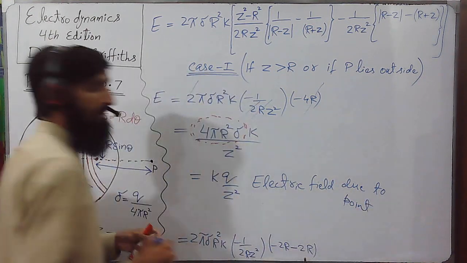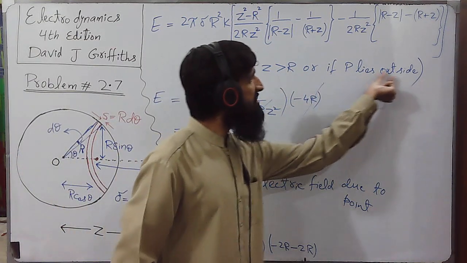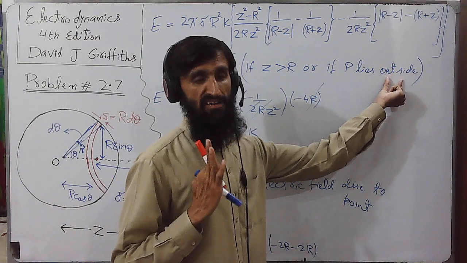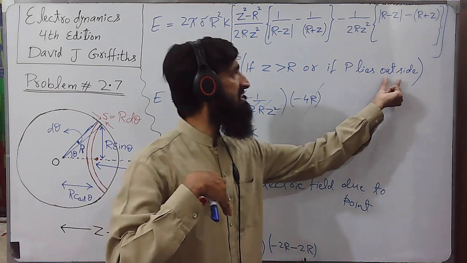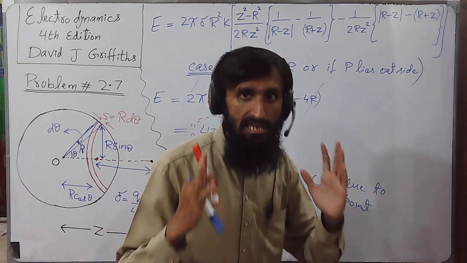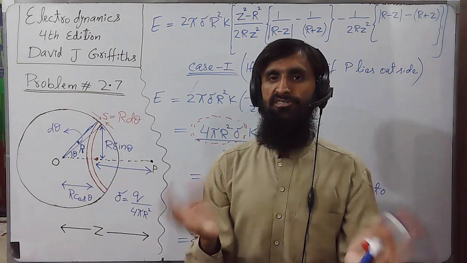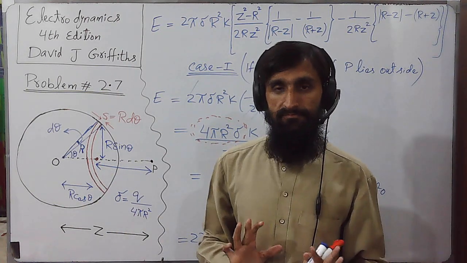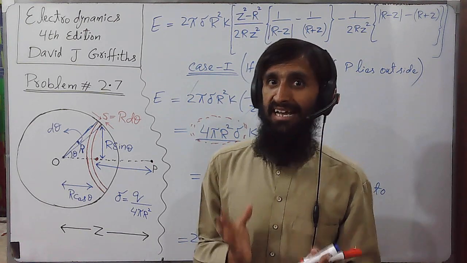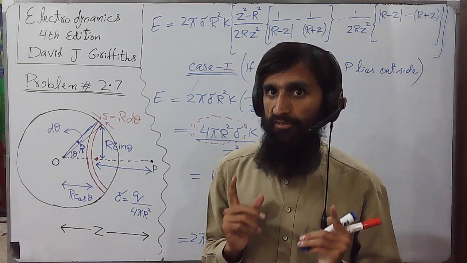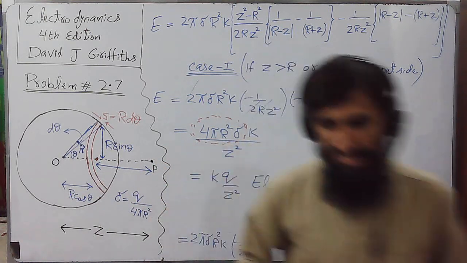What does it mean now? It means that for all the external points outside the spherical shell, our shell behaves like a point charge for all those external points. Hope it's clear. Now let's see our next case: if our point P lies inside the shell, then what happens? Let's see that.